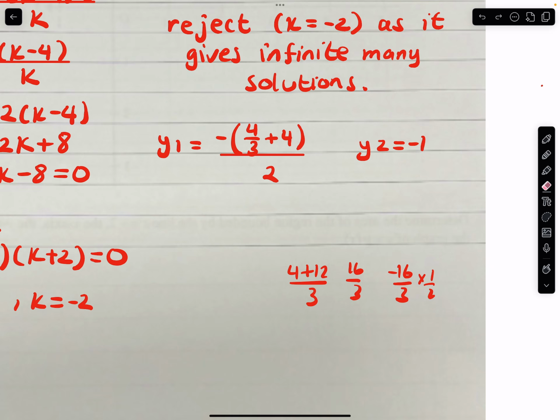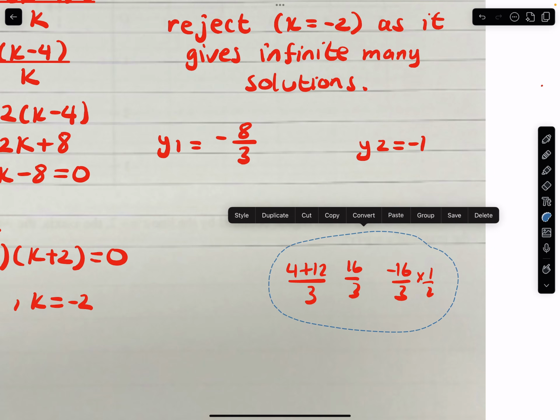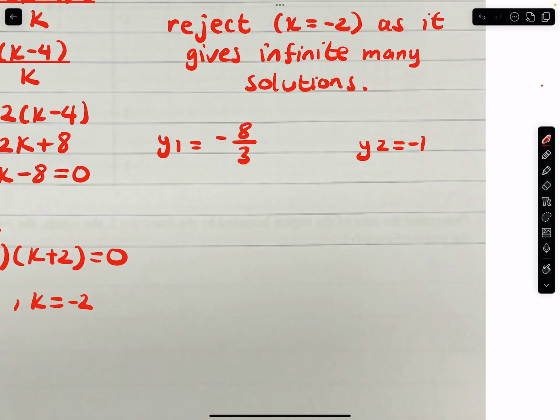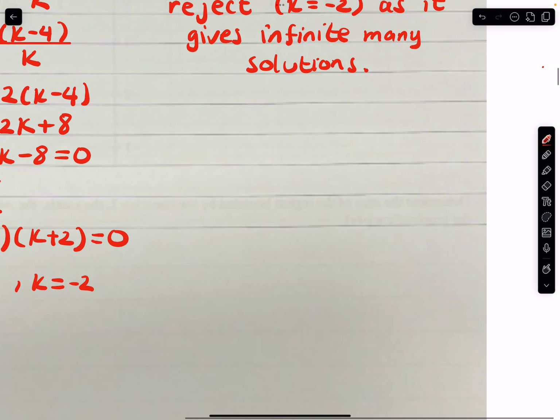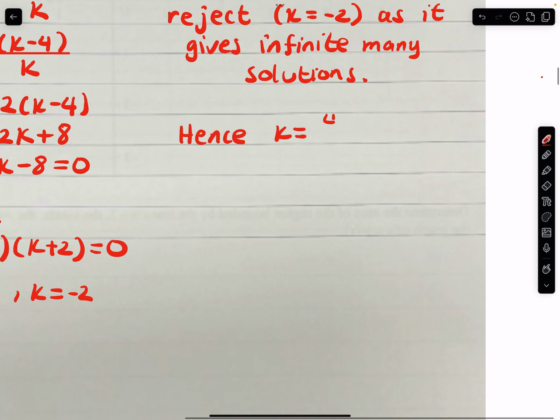y1, this part will be negative 8 on 3, which is not equal to y2. So y1 is not equal to y2, which is what we want. We don't want them to equal. So this actually meets that condition. Hence, the only solution for no solution is k equals 4 on 3. That is your only answer.